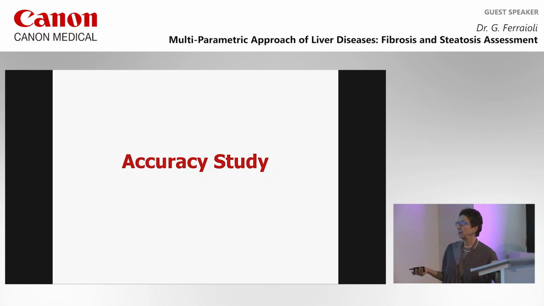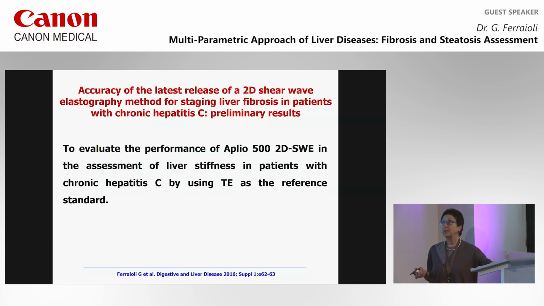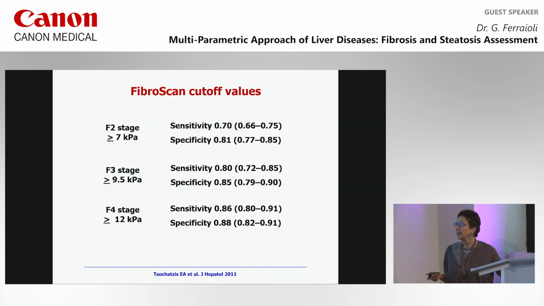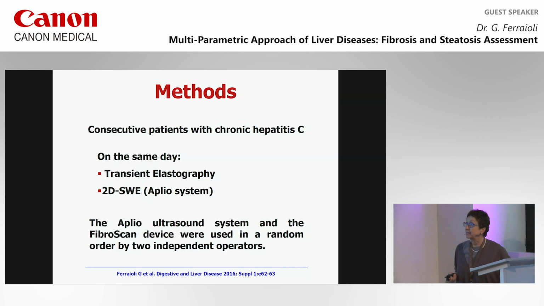And then we performed a pilot study and accuracy study in patients with chronic hepatitis C, in this case using the FibroScan as the reference. And for the cutoff values of the FibroScan, we used those of a meta-analysis: 7, 9.5, and 12 kilopascal for staging of significant fibrosis, severe fibrosis, and liver cirrhosis.